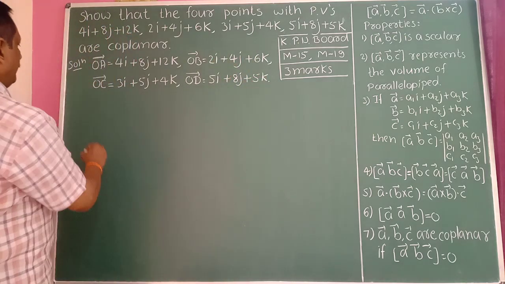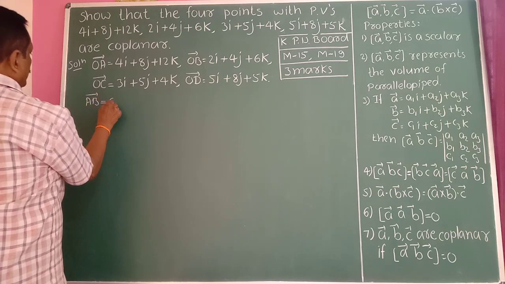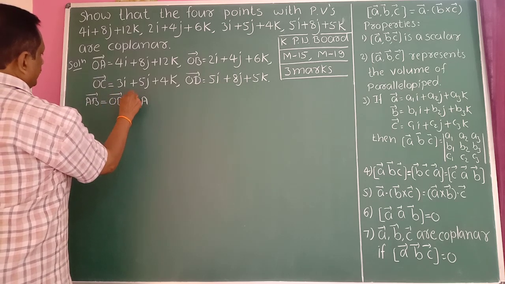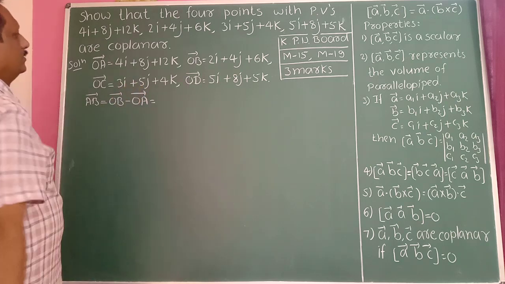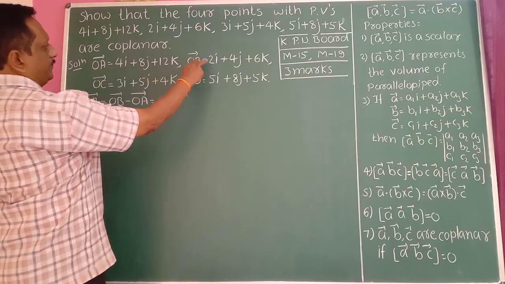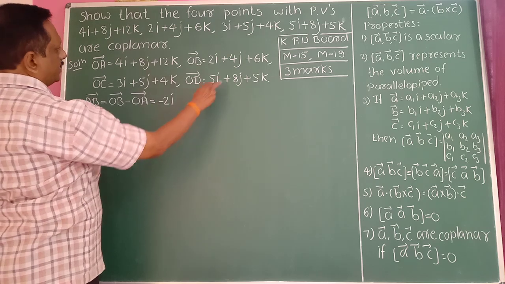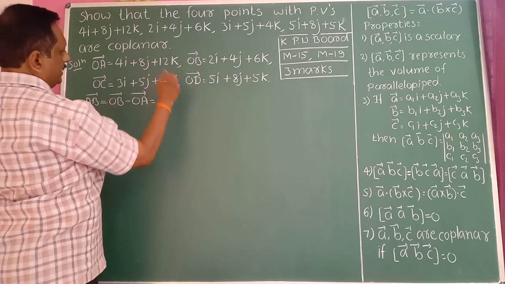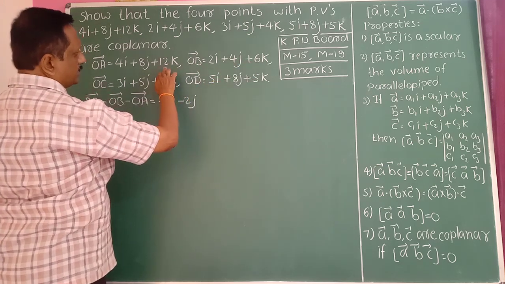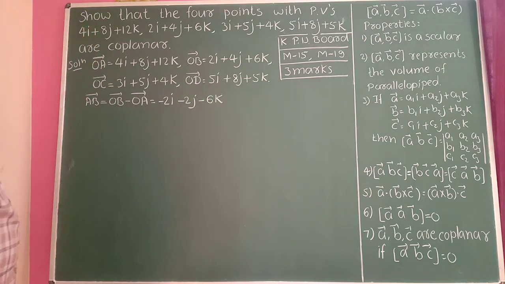Then you find AB. Here AB is equal to OB minus OA. OB is this vector here, OA is this vector, subtract each other. 2i minus 4i gives minus 2i. 4j minus 8j is minus 4j. 6k minus 12k is minus 6k. This is the vector AB.